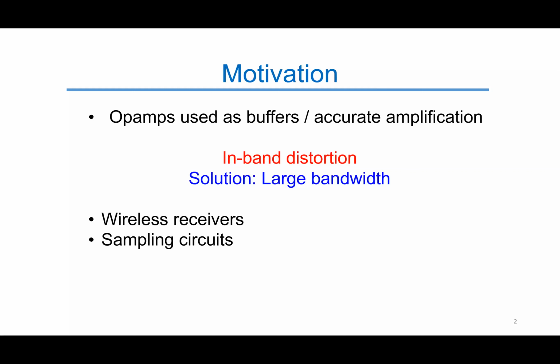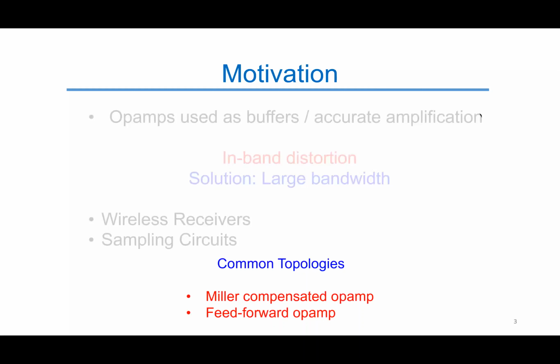For example, in a wireless receiver, the larger than necessary bandwidth can result in an out-of-band signal entering the signal chain. In a sampling system, this can also result in holding back of out-of-band noise. With this in mind, in this presentation, we will look into the distortion performance of two of the most commonly used op-amp architectures, namely the Miller and the feed-forward compensated op-amps.